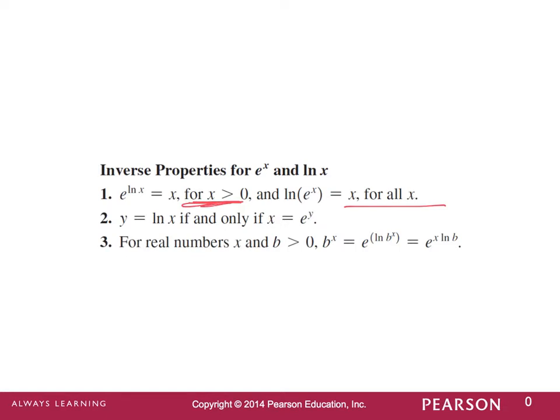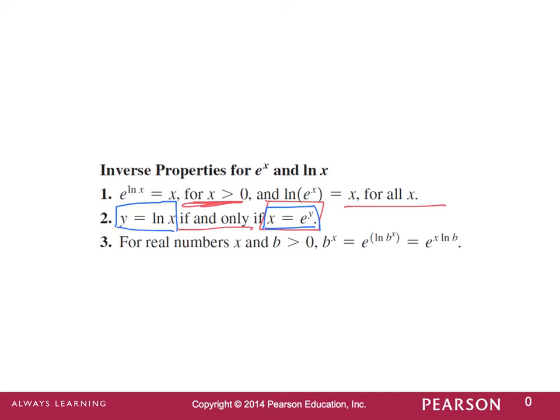Also here in number 2, y is equal to the natural log of x if and only if x is equal to e to the y. So we can say that if y equals the natural log of x, well then x has to equal e to the y. And so they're interchangeable. This first one is y explicitly written in terms of x, and this function over here is x explicitly written in terms of y.